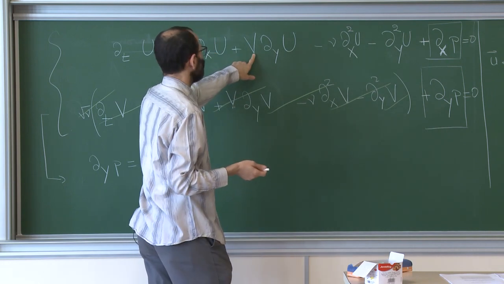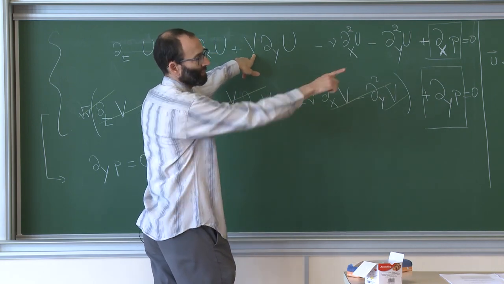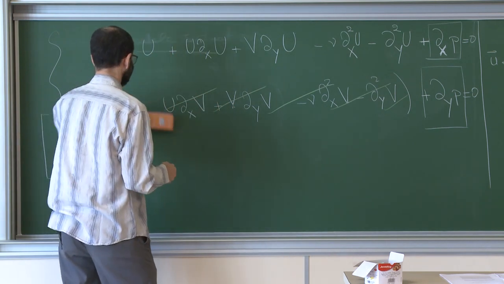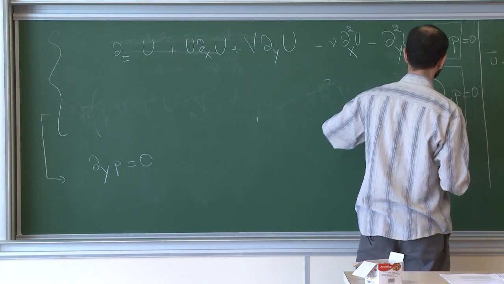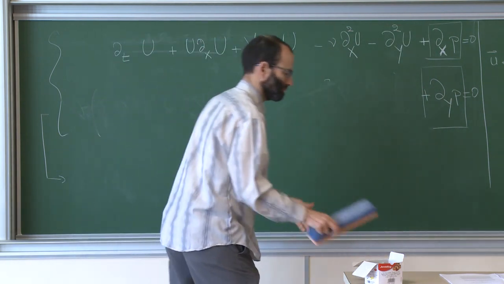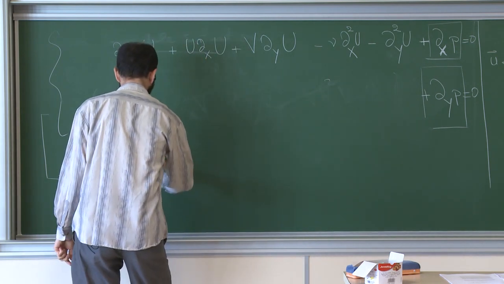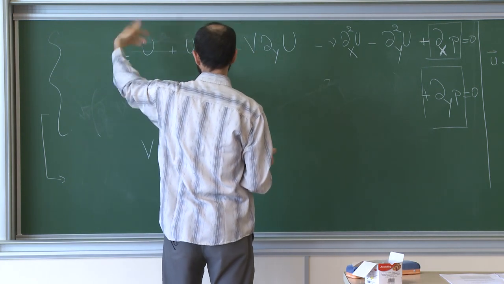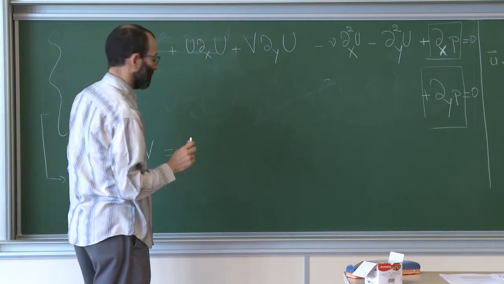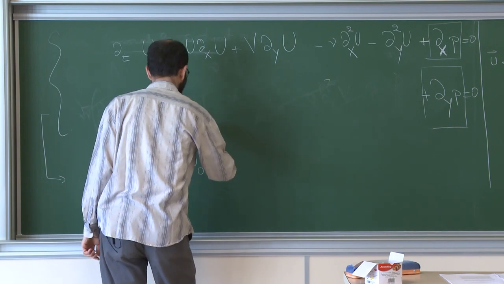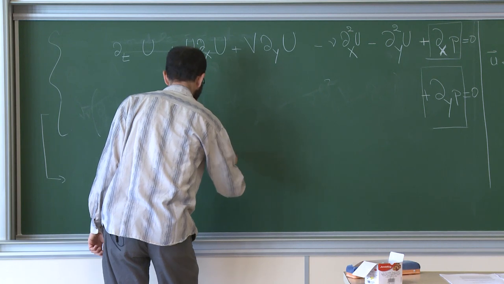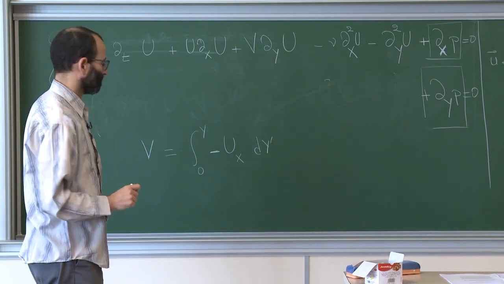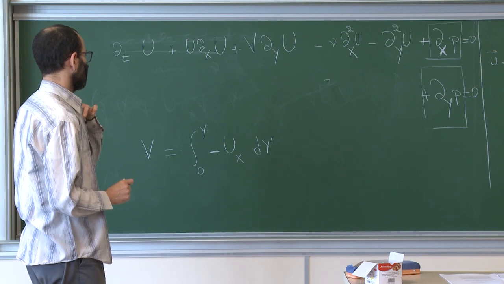Now, of course, how do I recover v? I recover v from the incompressibility condition, right? The other thing is that V and U both vanish at the boundary. Both U and V vanish at the boundary. So V is just the integral between 0 and capital Y of minus UX dy prime.